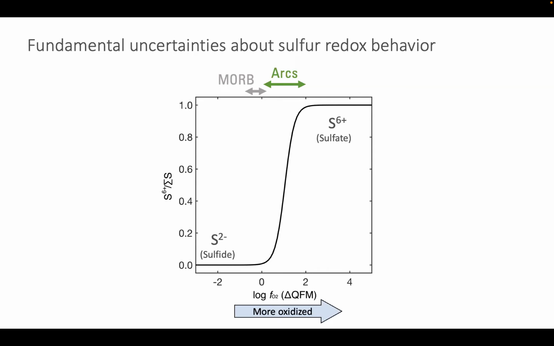And so because these chemical species are so different, this has a huge impact on the behavior of sulfur. It makes the behavior of sulfur in arc systems incredibly dynamic and interesting, because it just so happens that arcs straddle this transition almost completely. So in many arc magmas, we have some mixture of sulfide and sulfate, and that directly impacts the behavior of sulfur and how it moves through all these different phases.